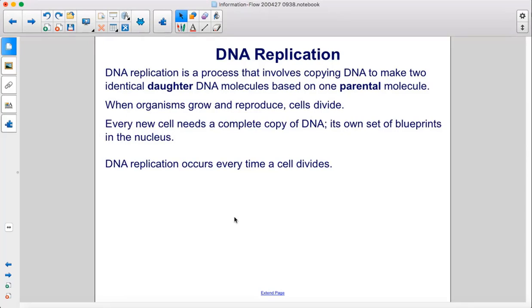DNA replication is a process that involves copying DNA to make two identical daughter DNA molecules based on one parental molecule. When organisms grow and reproduce, cells divide. Every new cell needs a complete copy of DNA, its own set of blueprints in the nucleus. DNA replication occurs every time a cell divides.